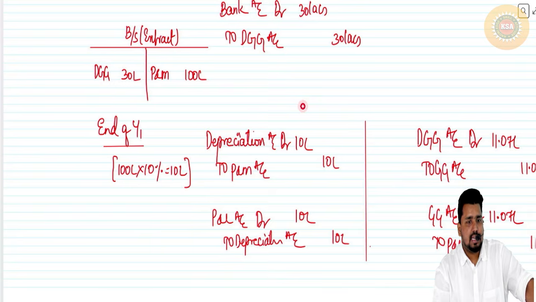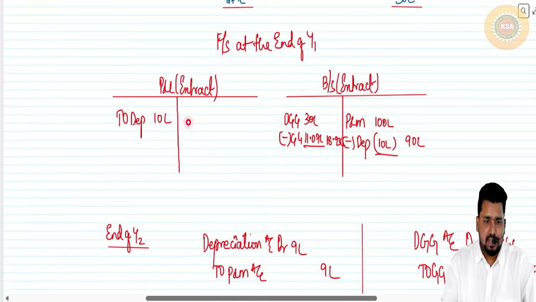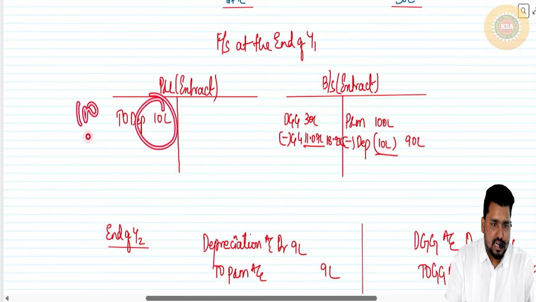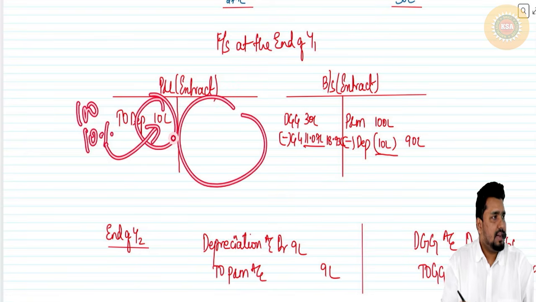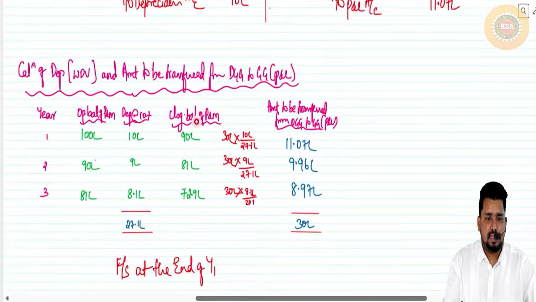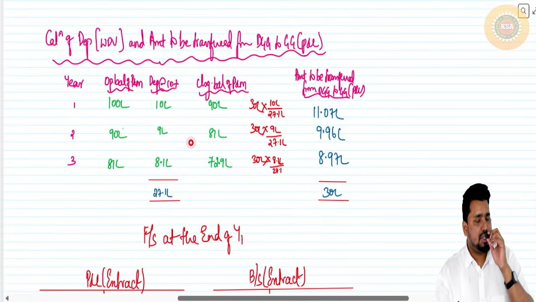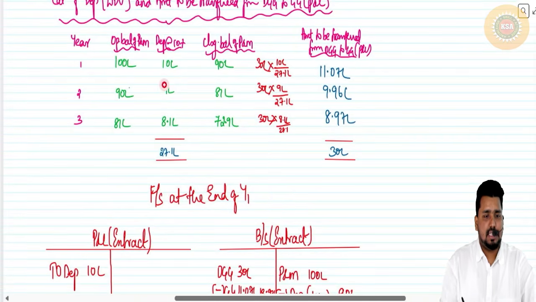Correct? Why, sir? In the P&L, out of 100 lakhs, what percentage are you taking? Like that we should take here also. Then they are telling it should be in the ratio of what? Depreciation. It should be in the ratio of depreciation. They are first writing.